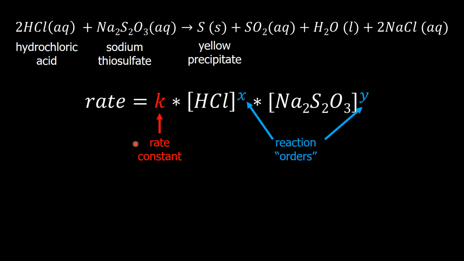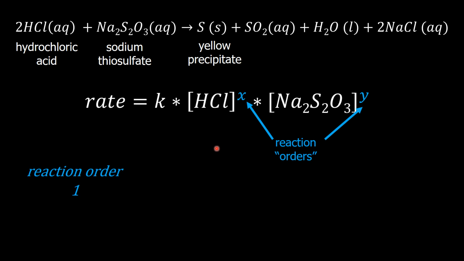The exponents are what's known as reaction orders. So we just arbitrarily assign the letter X for HCl and the letter Y for the Na2S2O3. Now let's talk a little bit about these reaction orders. They can be small whole numbers, usually 0, 1, or 2, and sometimes you see 3. So if that equals 1, then that's going to govern how changing the concentration affects the rate.